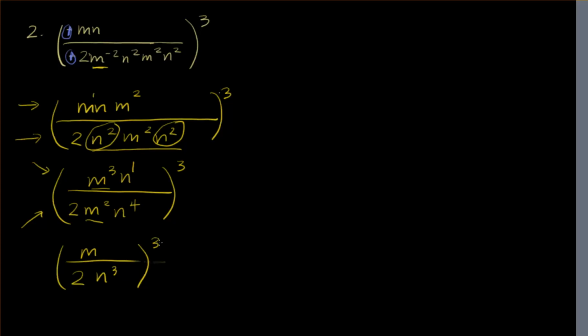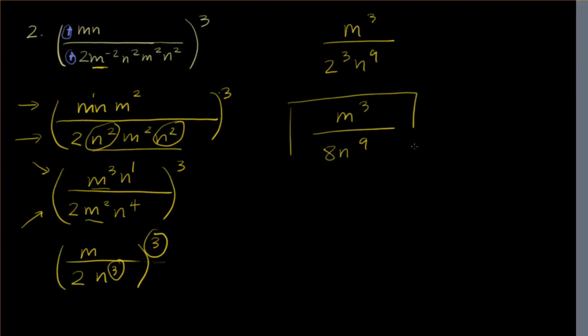So now it's time to get rid of this 3. And how do I do it? I distribute it into everything inside of the parentheses. So I have m to the third, 2 to the third, and n to the 3 times 3, which is 9. So that gives me m to the third, 2 to the third is 8, and n to the ninth. And so that is my final answer. Good job.